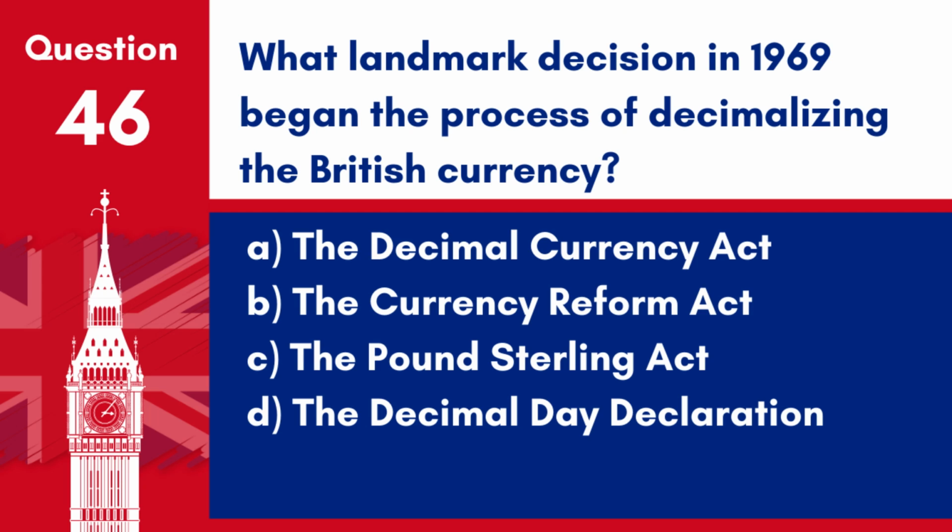Question 46. What landmark decision in 1969 began the process of decimalizing the British currency? A. The Decimal Currency Act. B. The Currency Reform Act. C. The Pound Sterling Act. D. The Decimal Day Declaration. Answer: A. The Decimal Currency Act. The Decimal Currency Act of 1969 began the process of converting the British currency system to a decimal system, which was completed on Decimal Day, February 15, 1971.